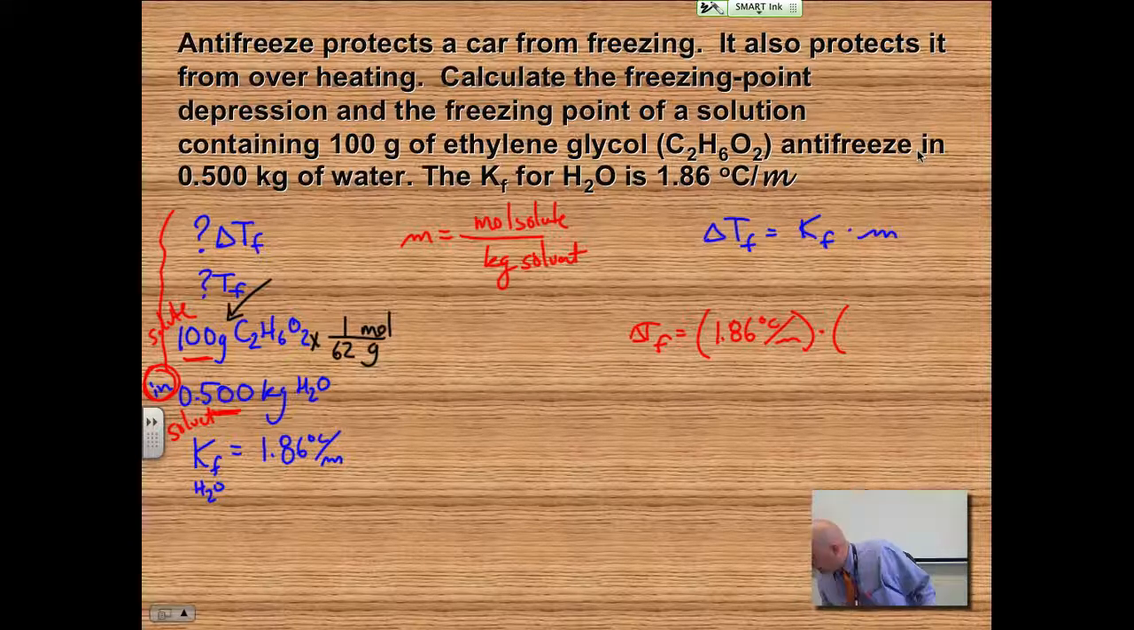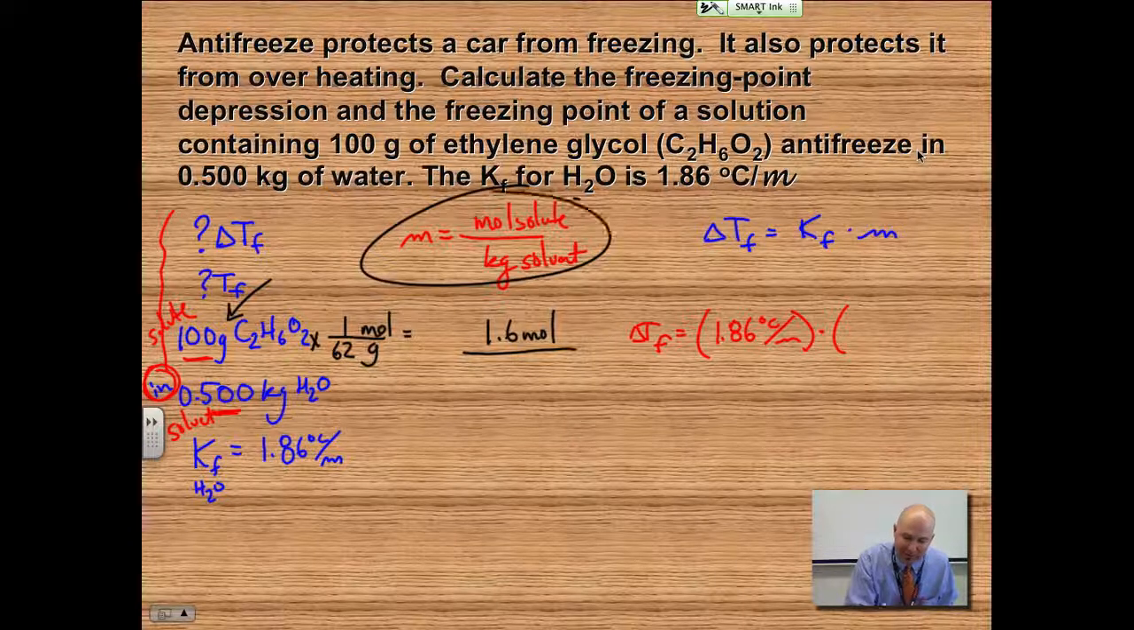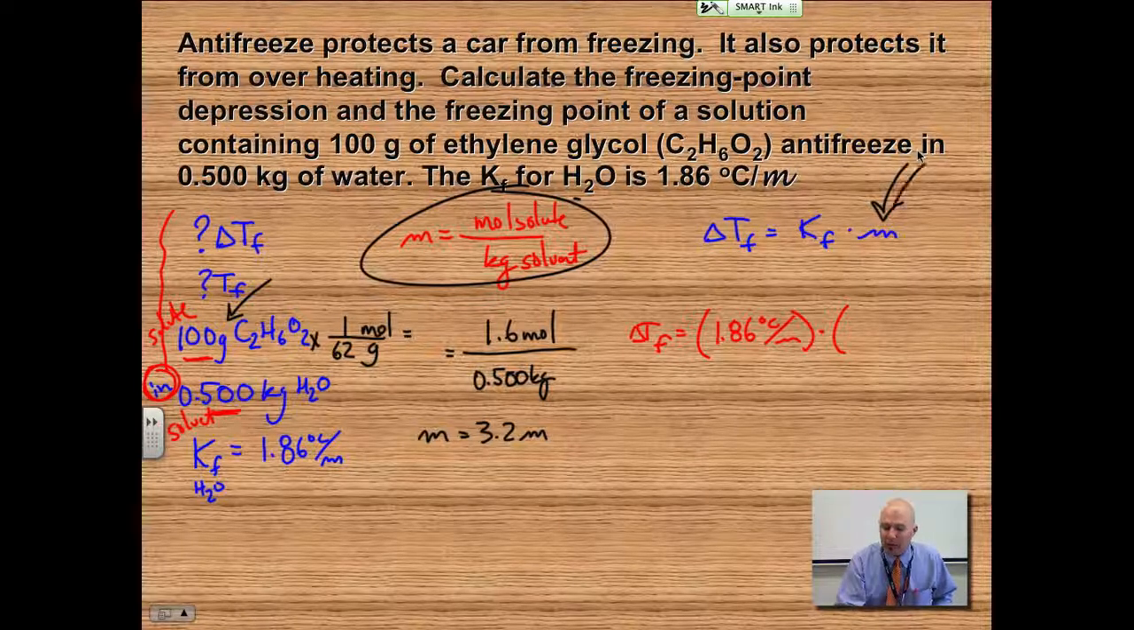All right. And if I divide that, I get 1.6 moles. And I'm going to divide that by the kilograms of solvent, 0.500 kilograms. That is going to give me my molality, and that is 3.2 molal. I now can plug it into my formula over here on the right, 3.2 molal.